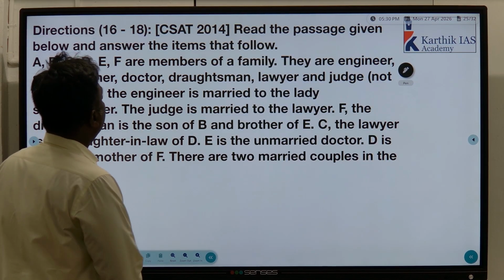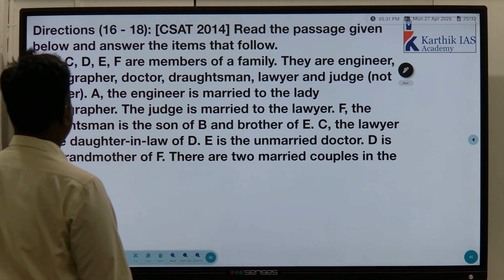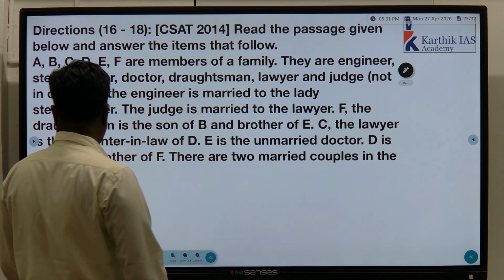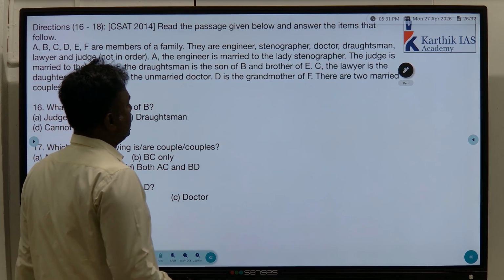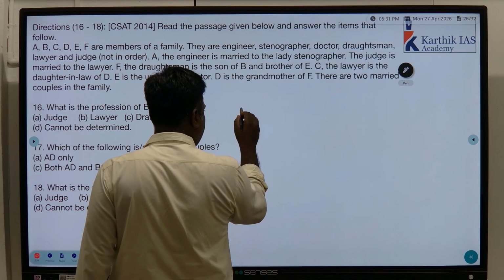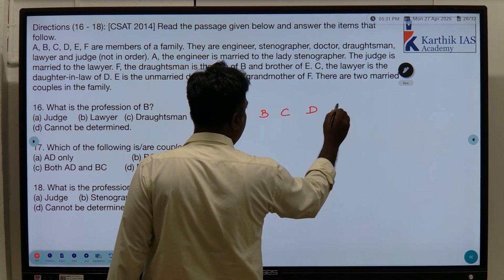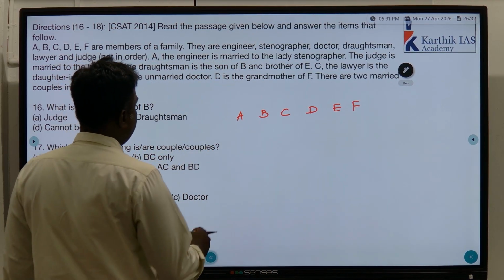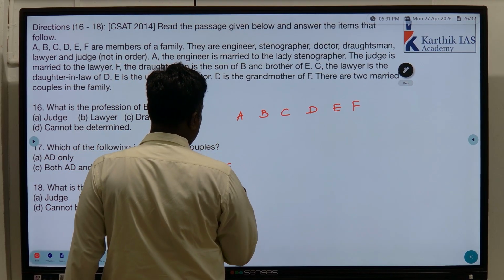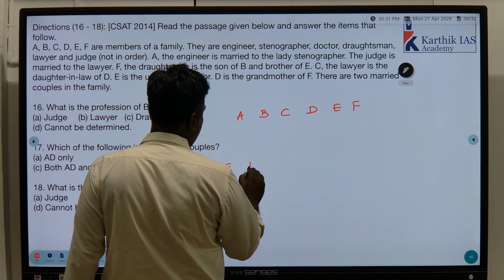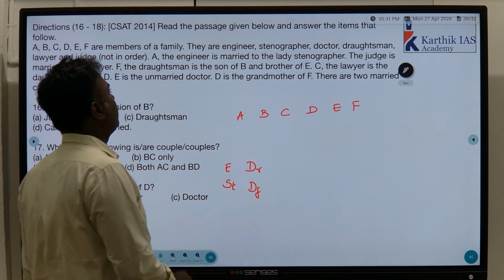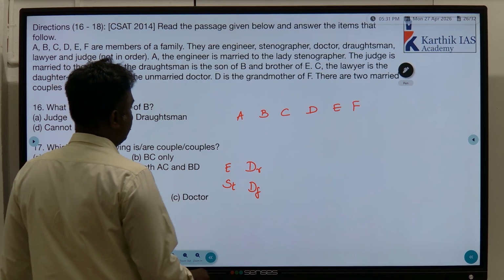Clear? Read the passage: A, B, C, D, E, F. They are engineer, stenographer, doctor, draftsman, lawyer and judge. A, the engineer, married to lady stenographer. So for all these types of questions, first take A, B, C, D, E, F. Then engineer, stenographer, doctor, draftsman. To differentiate it, for doctor we use DR, right? Draftsman, DF, lawyer and judge.